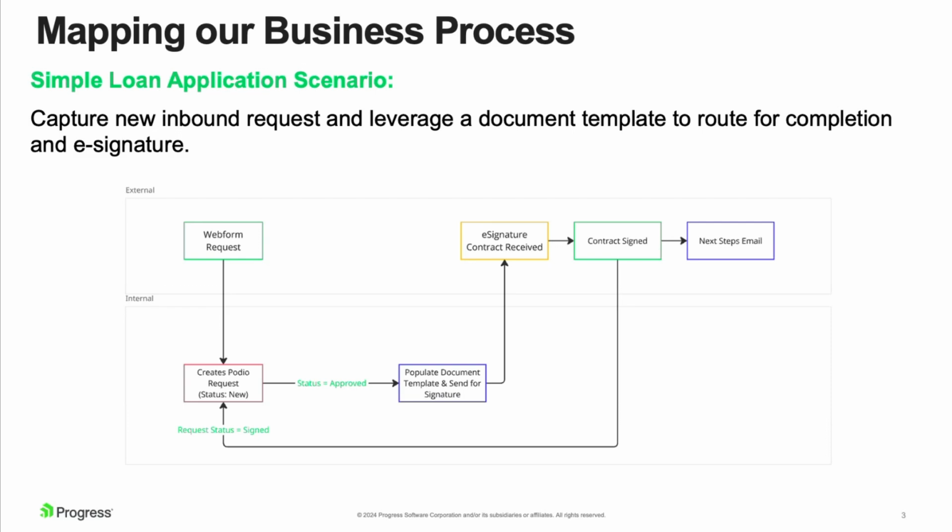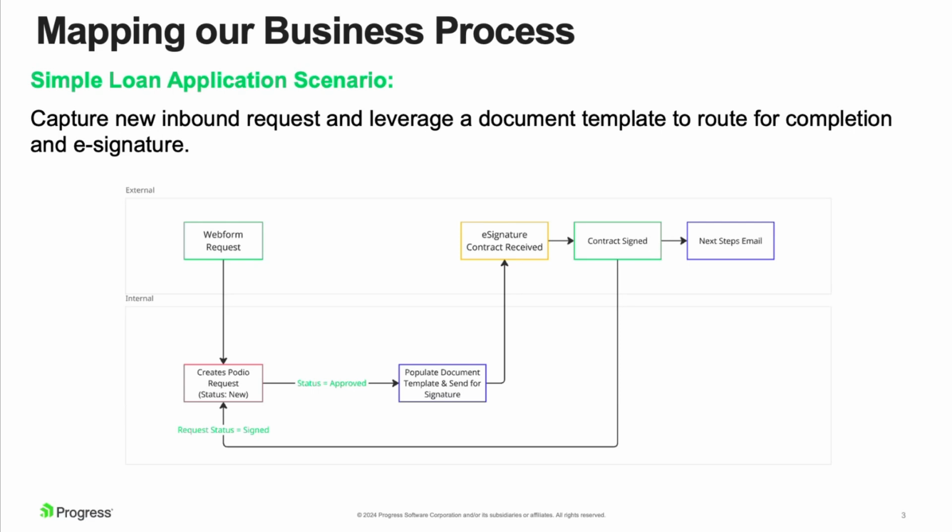So once that is signed and received, it will come back and update Podio and let us know that our status is now signed. From there, if you wanted to, you could do things like create a next steps email, create a task, whatever that next piece of your process, or in this case, loan application process, would be.